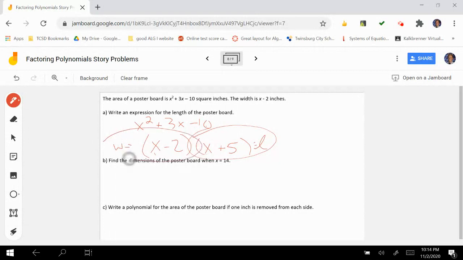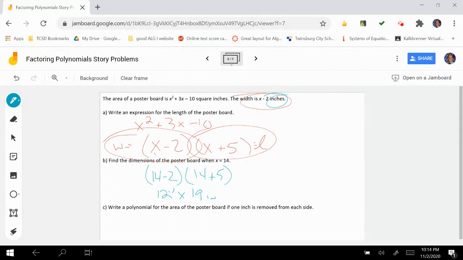How do we get the width? That was part of our problem. Find the dimensions of the poster board when x is 14. So again, we're plugging in 14 minus 2, and then 14 plus 5, giving us our dimensions of 12 by 19. Okay, and that's going to be inches because that's what it says in this problem here, inches.